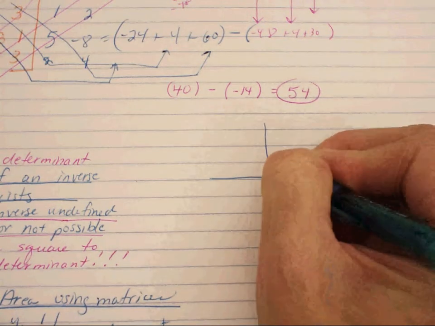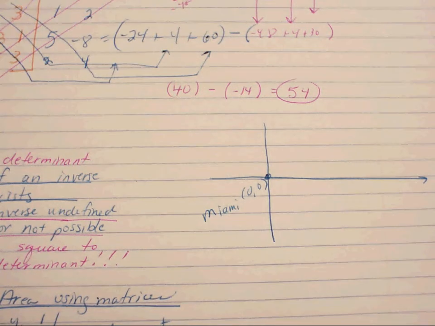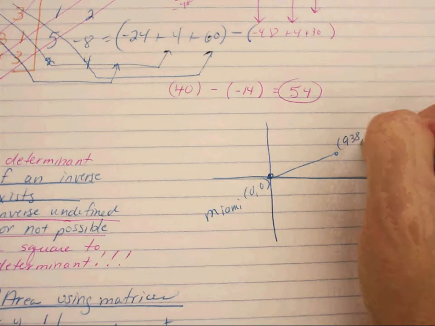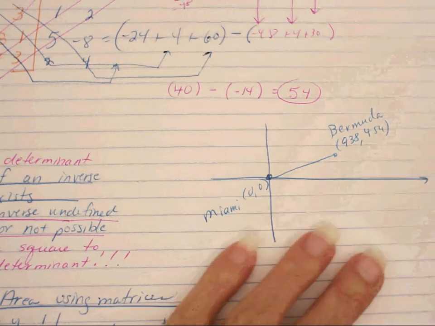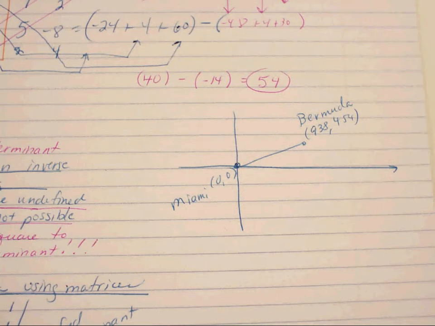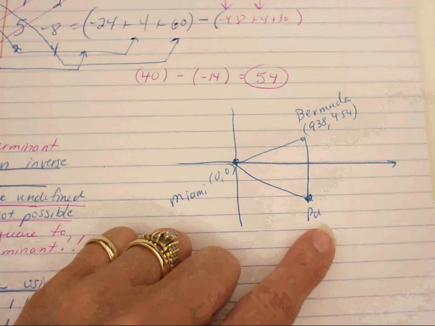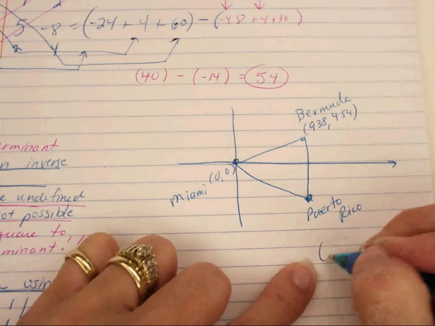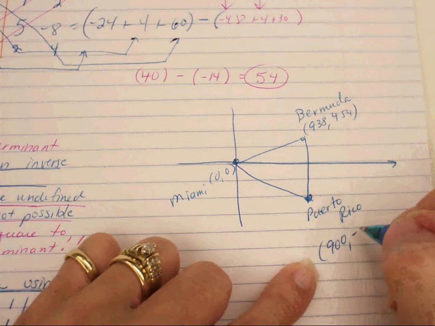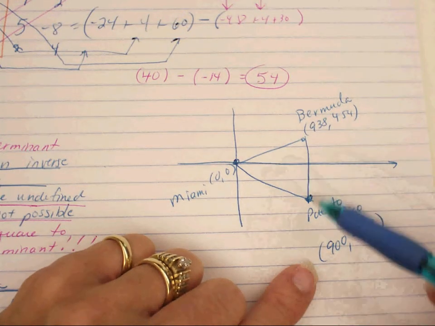We are going to start with the point 0, 0, and that would be located at Miami. And then we have Bermuda here. And that ordered pair, if you laid an ordered pair down on a map and used it like a grid, that's Bermuda. Then we're going to use Puerto Rico down here, and it's located at 900, negative 518.